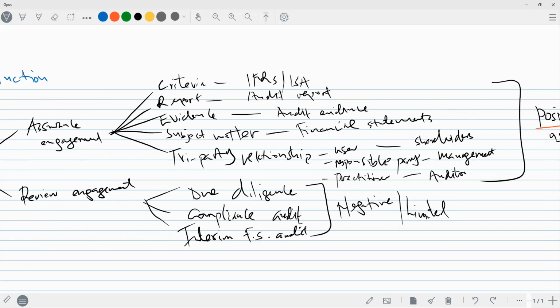And by default, since the procedures are fewer, the interim financial statement audit is a review engagement. Since you're not going to confirm every single matter, the assurance you're going to give is also limited, because you did not carry out all the subsequent procedures on the set of accounts you're going to give an opinion on.